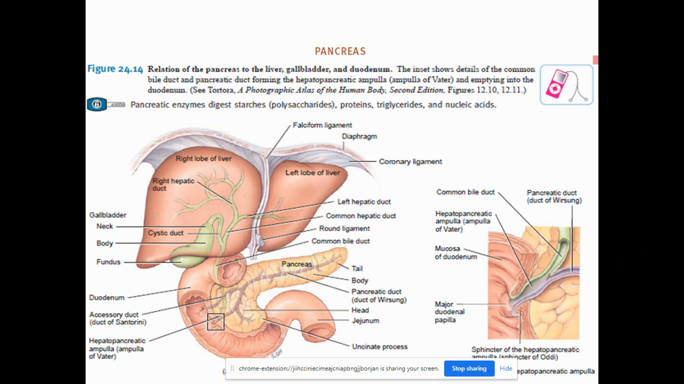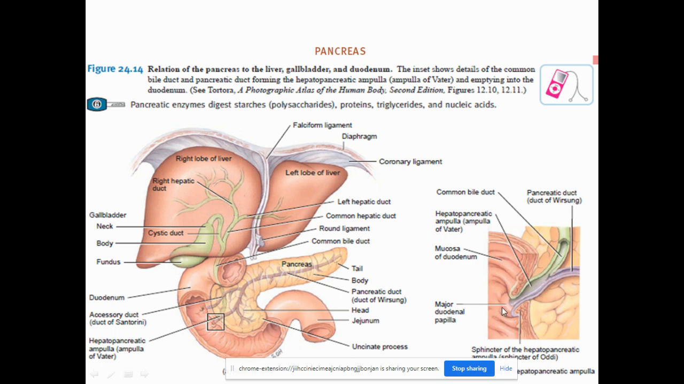This is otherwise called the ampulla of Vater. See, both these ducts join together and they open into the duodenum. This is the mucosa of the duodenal region, and the site where they open into the duodenum is a raised structure. This is called the major duodenal papilla.